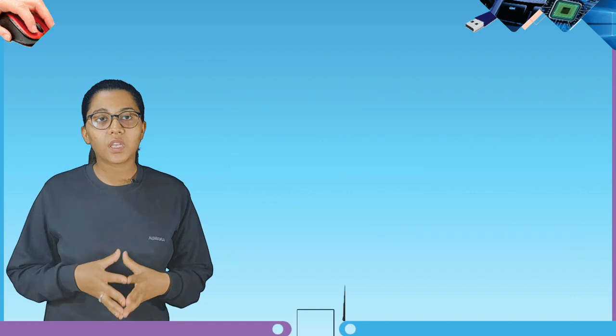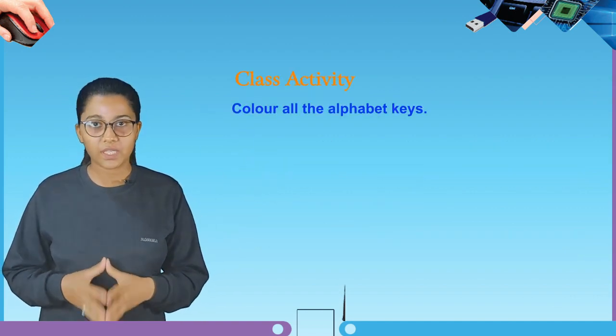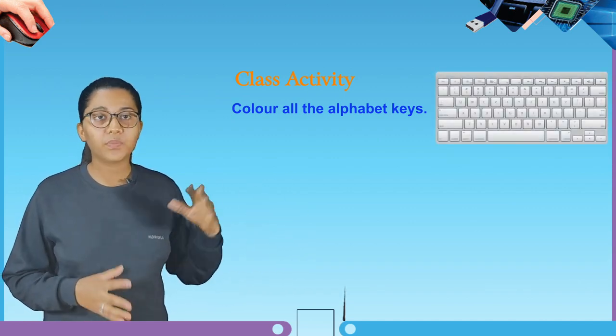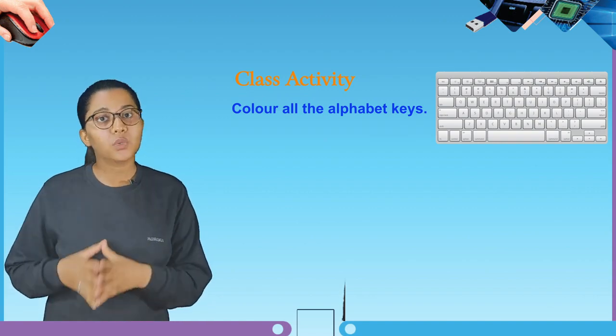Now we have a class activity. Color all the alphabet keys. Here you can see a picture of a keyboard. You have to color all the alphabet keys from A to Z.